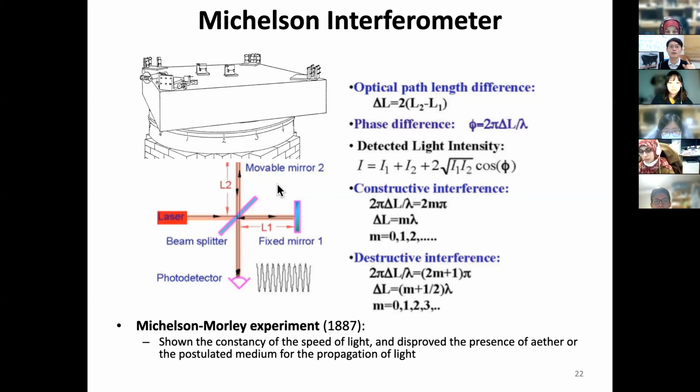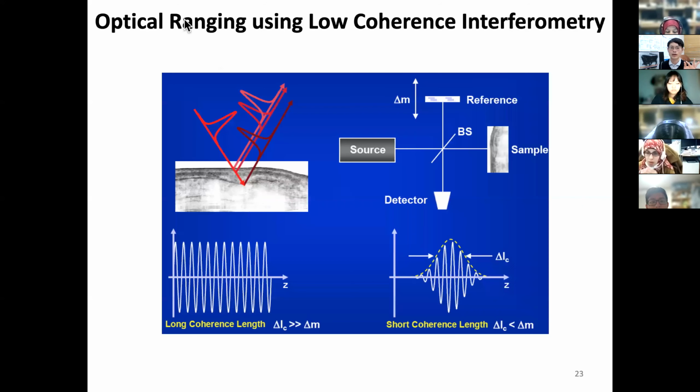OCT is based on this Michelson interferometer, except you are using low coherence light. And the coherence length really defines the axial resolution of OCT. So we call it optical ranging with low coherence. The geometry is the same: source, beam splitter. One arm goes to the sample arm, the other goes to the reference arm, and comes back, and you measure at the detector while moving the reference arm. You see a perfect interference for long coherence.